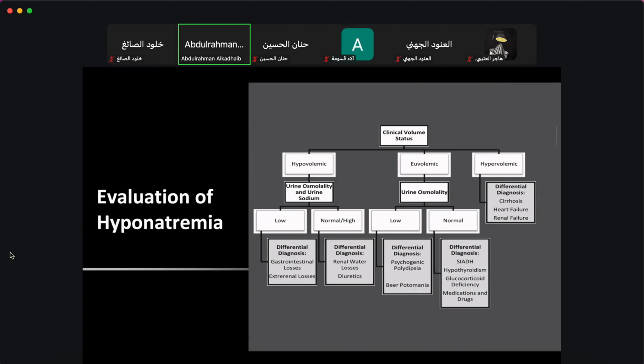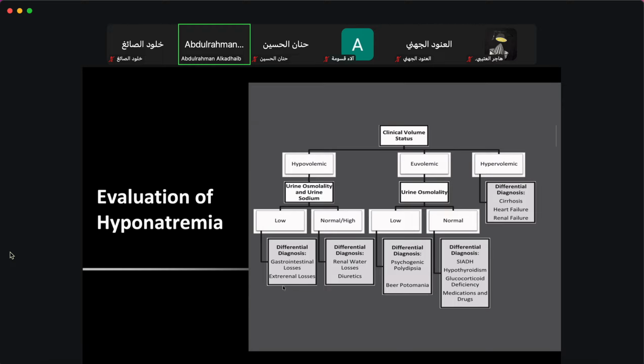So this chart mainly summarizes how useful those workup tests that we may order are in finding the reason. As you can see, in cases of hypovolemic hyponatremia, the urine osmolality and urine sodium levels may help us find out the reason. We're expecting the urine osmolality and urine sodium to be low if the cause of hyponatremia is from the GI tract or any extrarenal losses, such as the third spacing we talked about earlier.